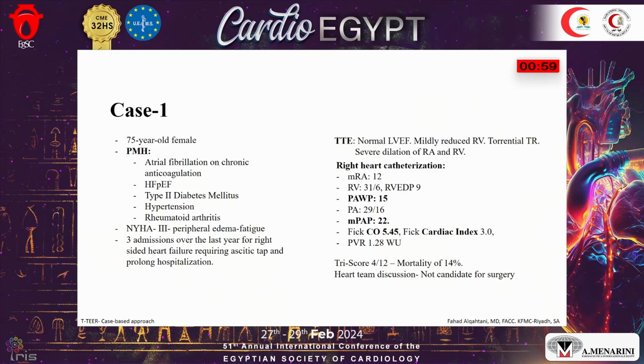Echo: normal left ventricular ejection fraction, reduced RV. She has a torrential TR, severe dilatation of RA and RV. There is no left-sided disease here. This is purely right-sided, and mostly because of the long-standing atrial fibrillation.